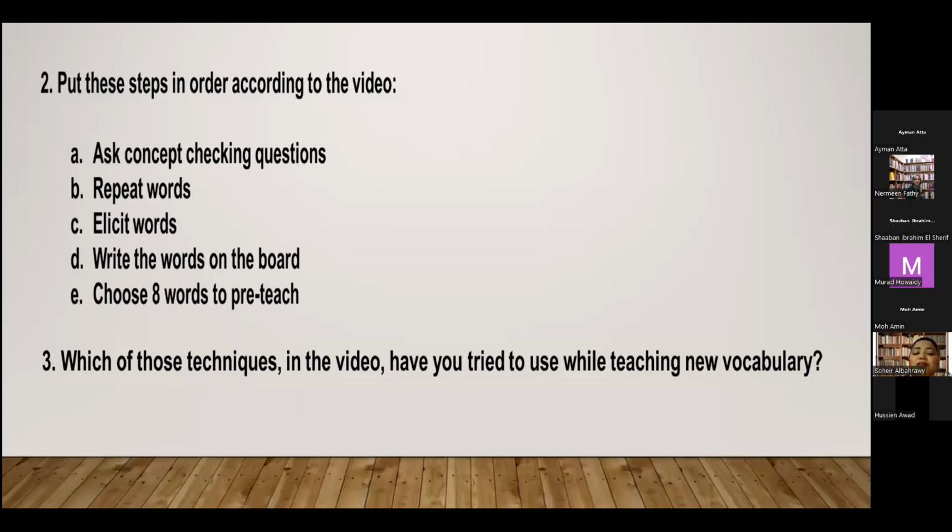Have you tried asking concept checking questions? Mona says all of them, most of them. Images, realia, yes. Great. That's perfect.